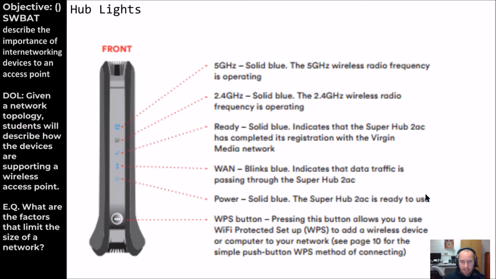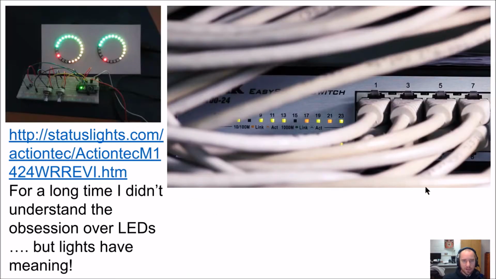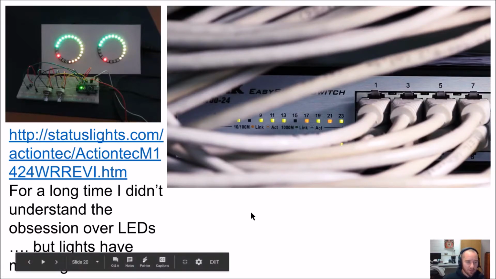Something to keep in mind is this WPS button. By pressing this button, it allows you to use Wi-Fi Protected Setup, WPS, to add a wireless device or computer to your network. So that's a cool feature where you just press a button and now you can connect. And there's so many different types of status lights. You would have to look it up at a website like this to just understand what you're looking at.